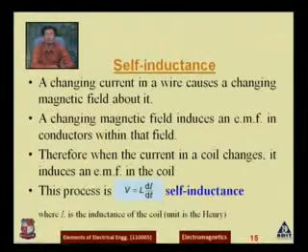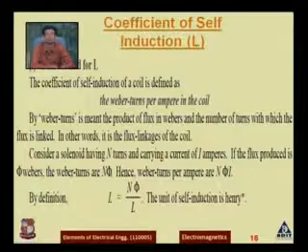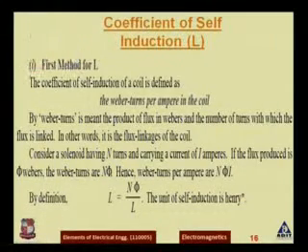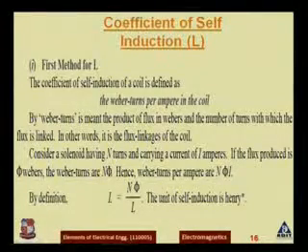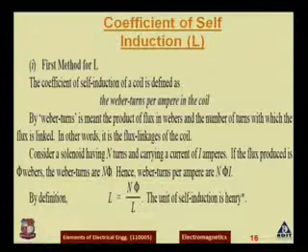That means every coil has a certain inductance. That inductance is called the self inductance and can be found by V is equal to L di/dt. That means if I am changing the current, then the total inductance of an inductor will get changed. Now, how to find the coefficient of self induction, which is denoted by capital L? There are different methods. We will see two methods in this session.